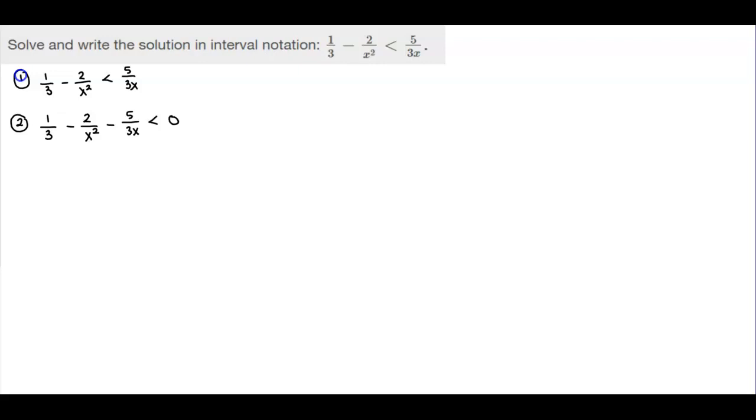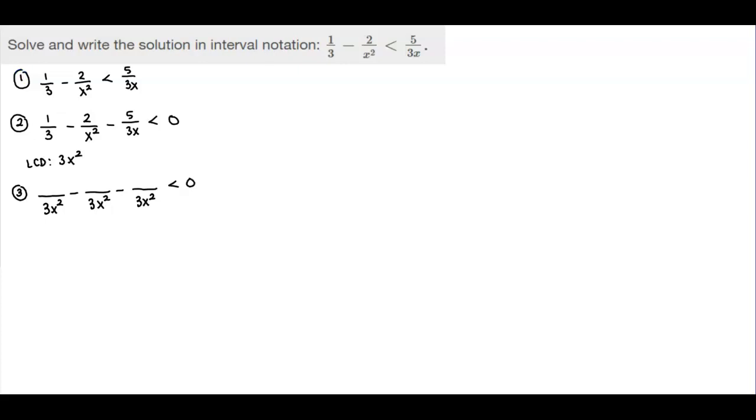Okay, now what we need to do is find a common denominator so that we can subtract all three of these fractions. So we need to find out what is the LCD for these three fractions. We know that 3 is part of the LCD, and we also know that x squared is part of the LCD. So what that means is the new denominator is going to be 3x squared. So for each of these three fractions, the denominator is going to be 3x squared. And we know it's going to be less than 0.